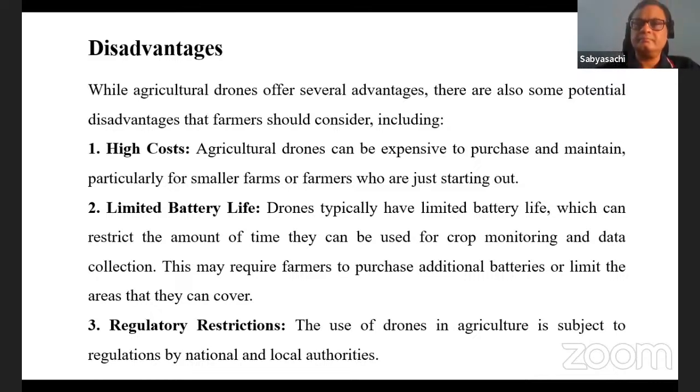Drones typically have limited battery life, which can restrict the amount of time they can be used for crop monitoring and data collection. This may require farmers to purchase additional batteries or limit the areas that they cover. Third one, regulatory restrictions. The use of drones in agriculture is subject to regulations by national and local authorities.